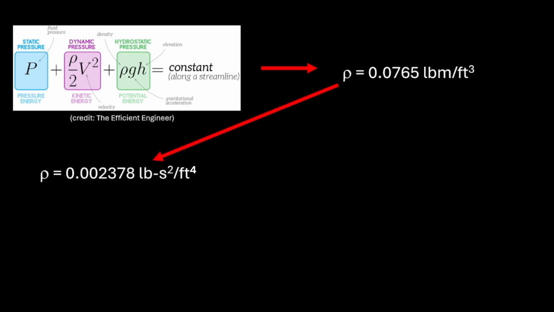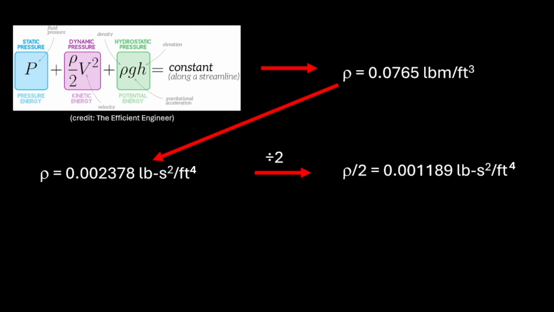We're dealing with air, right? So the density of air is 0.0765 pound mass per foot cubed. Converting that to pound seconds squared per feet to the fourth, of course, is 0.002378, as we all know. If we divide that by 2, like we show up in the equation up top, we get 0.001189.